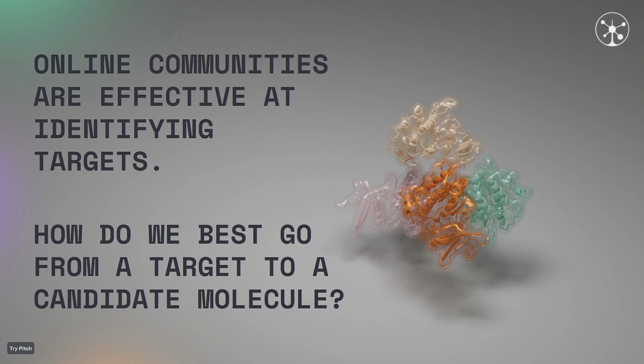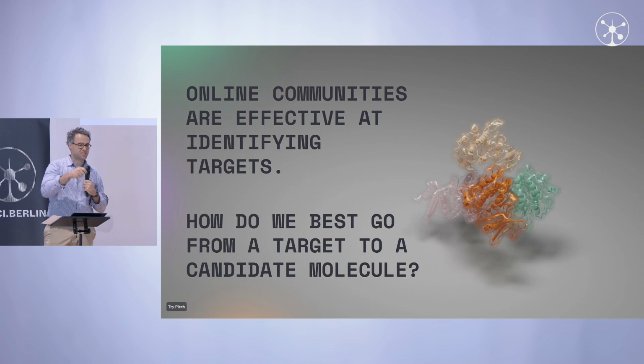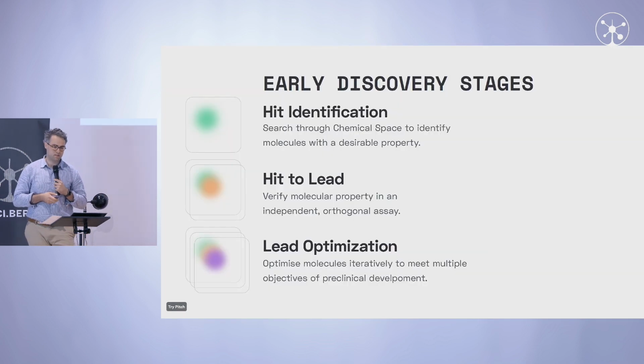And I think at this point it's fair to say that online communities have been pretty effective at picking targets, picking projects that go after promising targets. But I think what's still not absolutely clear is how good are we at actually taking these targets that have been selected in a group and then turning them into actual candidate molecules that can turn into medicines.